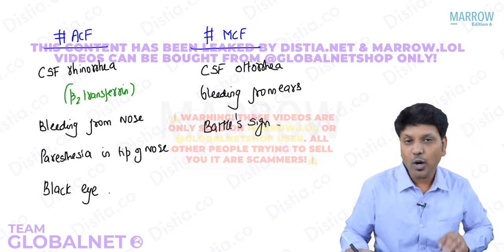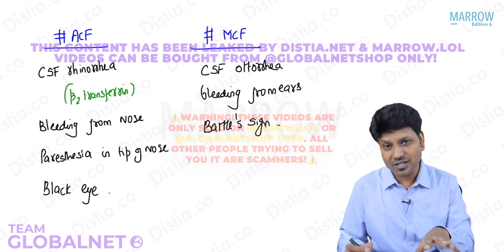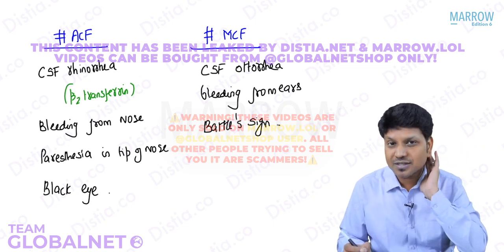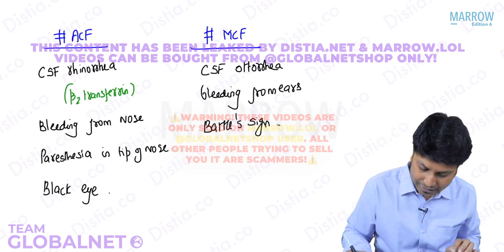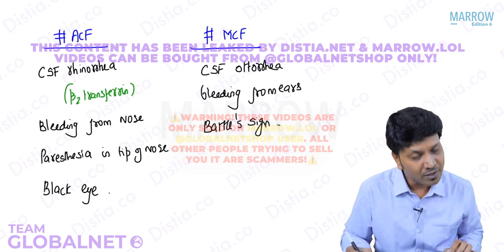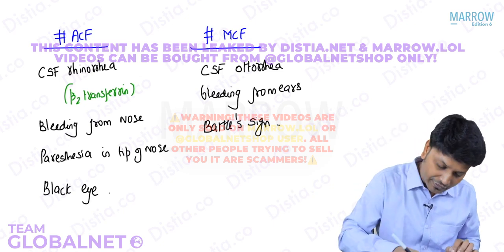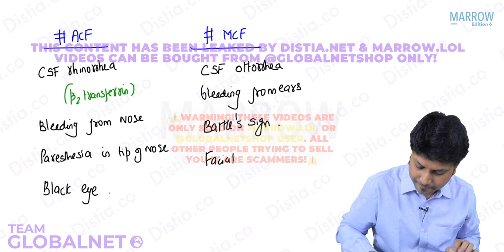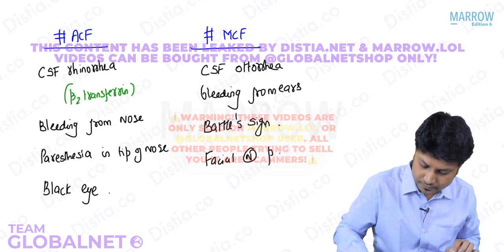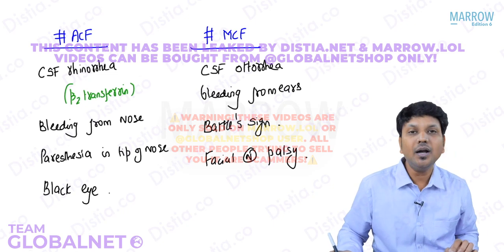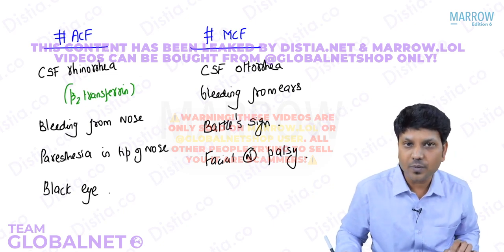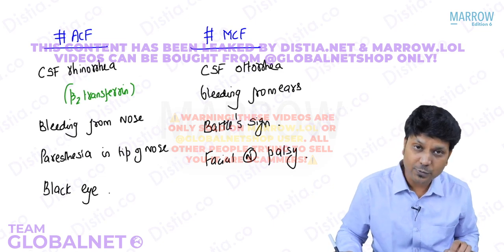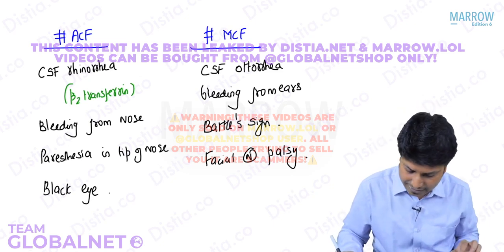What is Battle sign? We have already discussed this Battle sign in ecchymosis. Battle sign is basically ecchymosis in the mastoid region that you can expect in this fracture of the middle cranial fossa. We can also expect facial nerve palsy, right? Because we know very well the course of the facial nerve is in the middle ear. So whenever there is a fracture, it may injure the facial nerve as well.